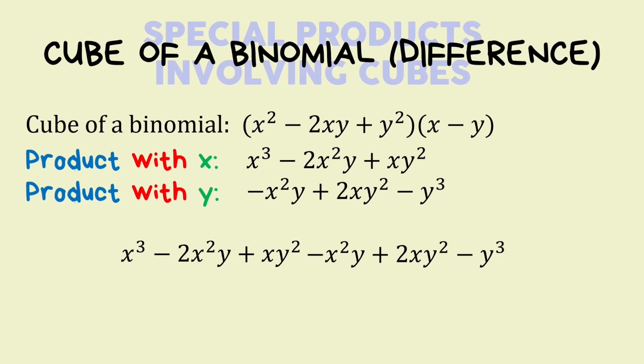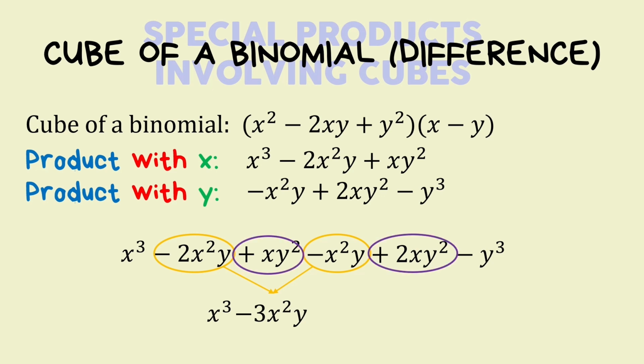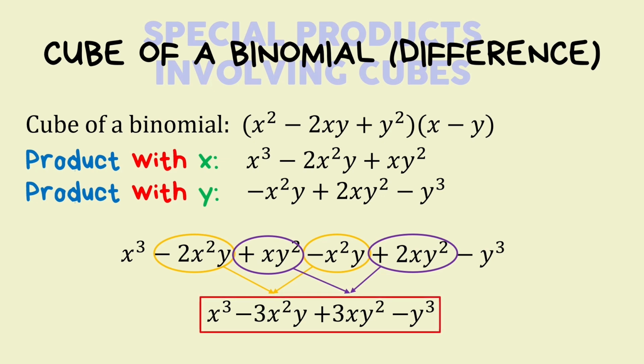Again, simplify what can be simplified. Copy x cubed because it can no longer be simplified further. The second term, negative 2x squared y, is similar to the fourth term, negative x squared y, which means if we add them, since they are both negatives, we would have negative 3x squared y. The same goes for the third term, xy squared, added to the fifth term, 2xy squared. We should have 3xy squared. And lastly, copy the last term, negative y cubed. This is our final product.